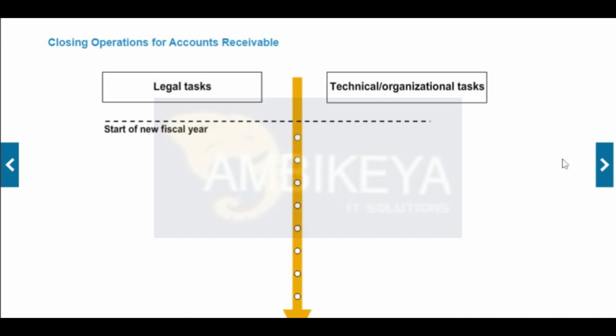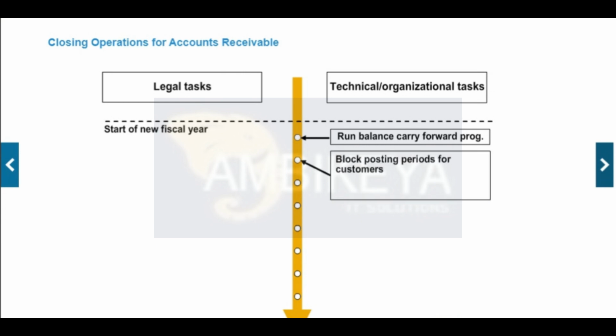At the start of the new fiscal year, the balance carry forward program is run. It ensures that the balance on customer accounts is carried forward to the new fiscal year. The posting periods of the old fiscal year are then blocked and the special periods for closing entries are opened.